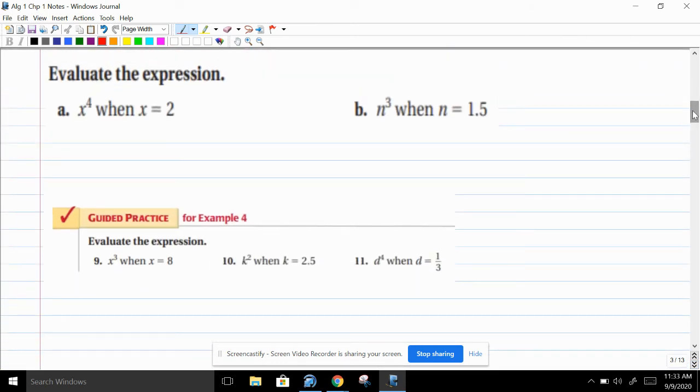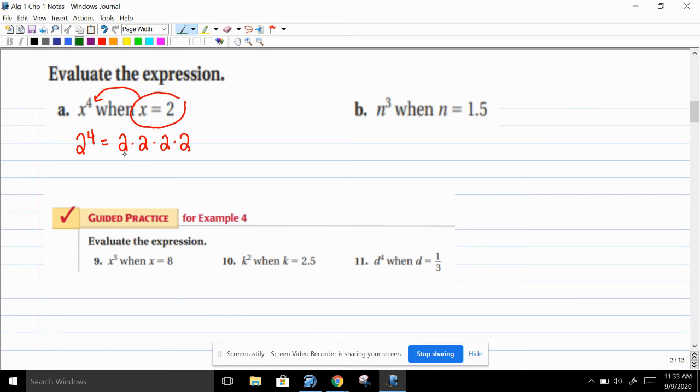All right, we're back to evaluating. Now we're going to evaluate the expression when we have some exponents. So for part A here, we got x to the 4th power when x is equal to 2. So again, you're going to substitute that 2. It's going to go in here for x. So you'd have 2 to the 4th power, which is going to be 2 times 2 times 2 times 2, right? 4 factors of 2.